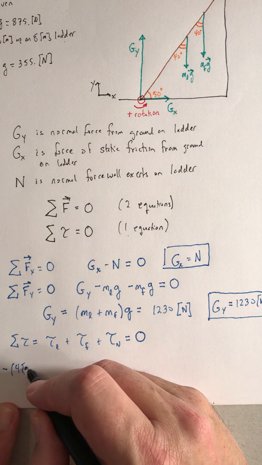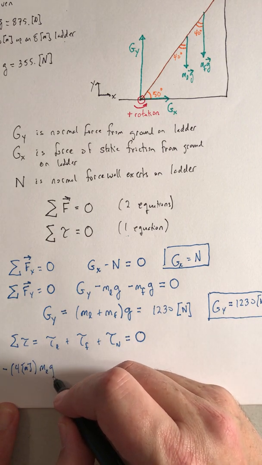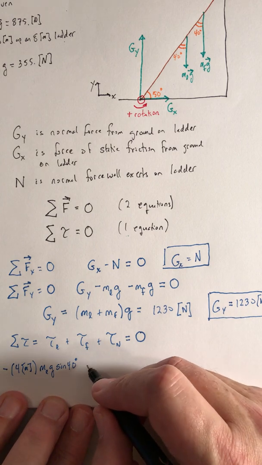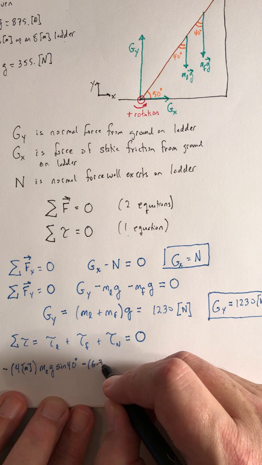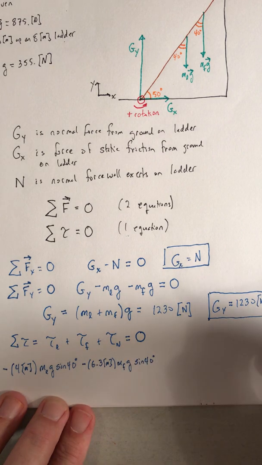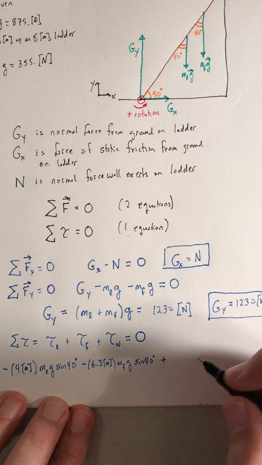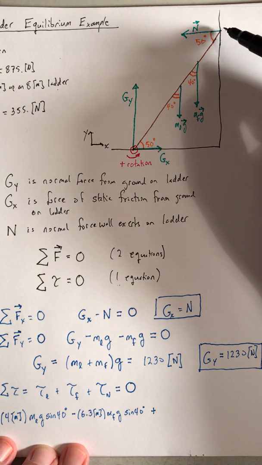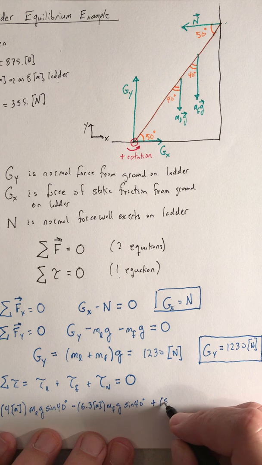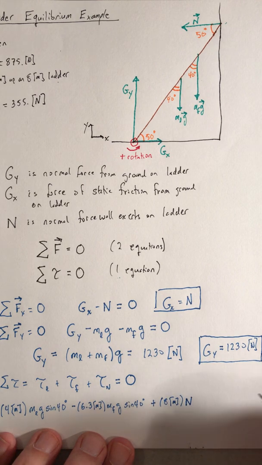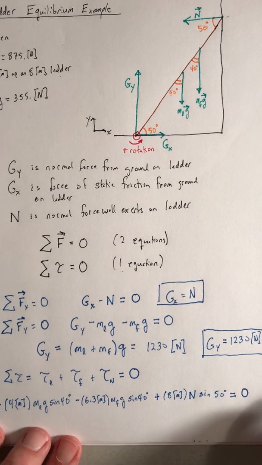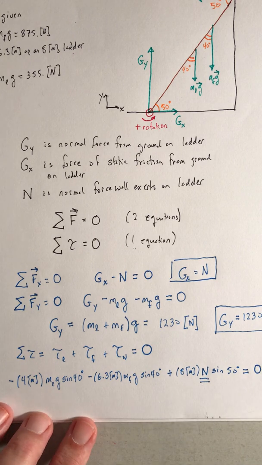So I'm going to have a minus 4 meters times the weight of the ladder times sine of 40 degrees. The firefighter is a similar looking expression, except they're at 6.3 meters and they have a different weight, but it's also sine of 40 degrees. And then we have the normal force, which is causing a torque that's trying to make the ladder rotate counterclockwise, so that's our positive direction. So that comes in with a plus sign for its torque of 8 meters times the unknown normal force times sine of 50 degrees, and that all has to equal 0. So not a beautiful equation, but it does have only one unknown, this normal force.